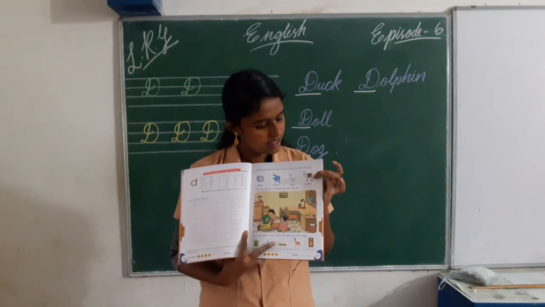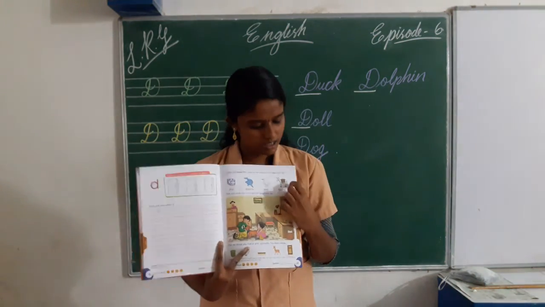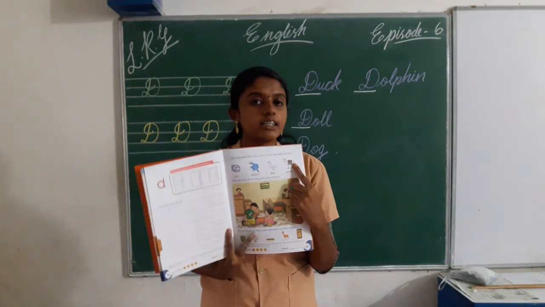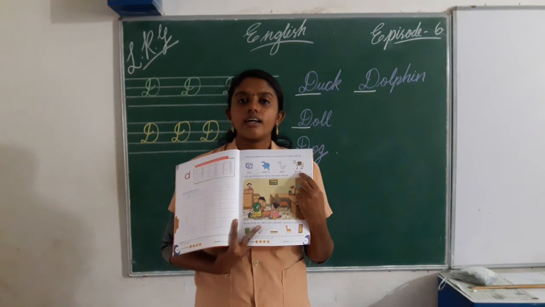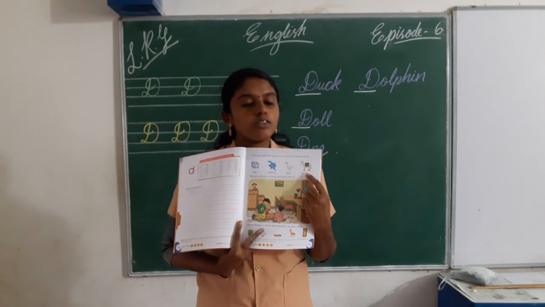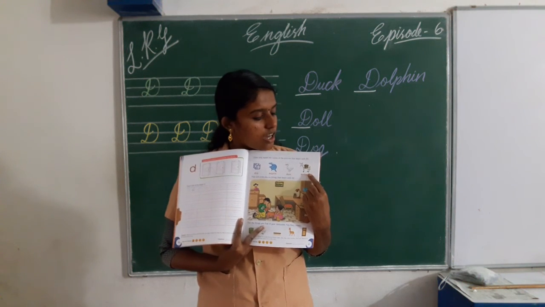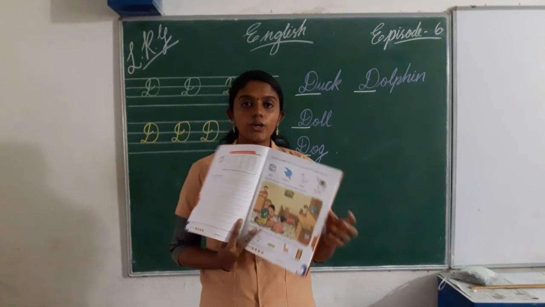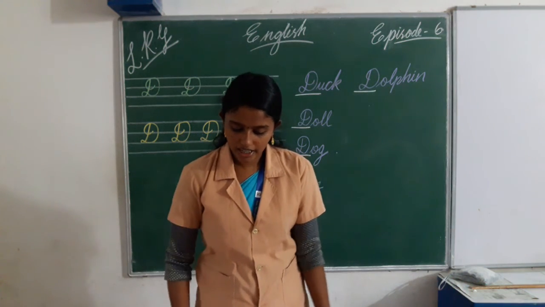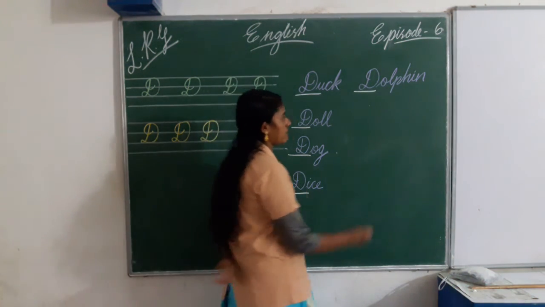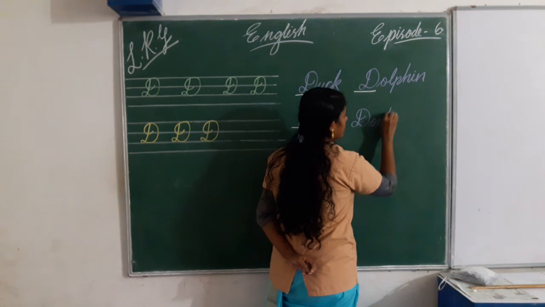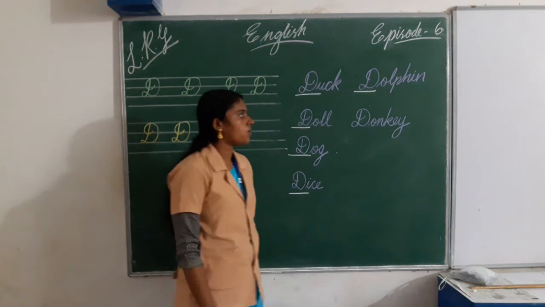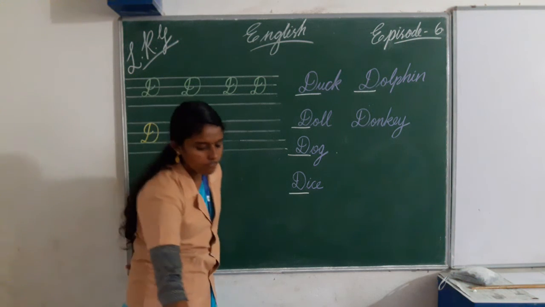What is this? Say it's an animal. Say donkey. Donkey means kaluda. D O N K E Y. Donkey. Say donkey. What is the spelling of donkey? D O N K E Y. Donkey.